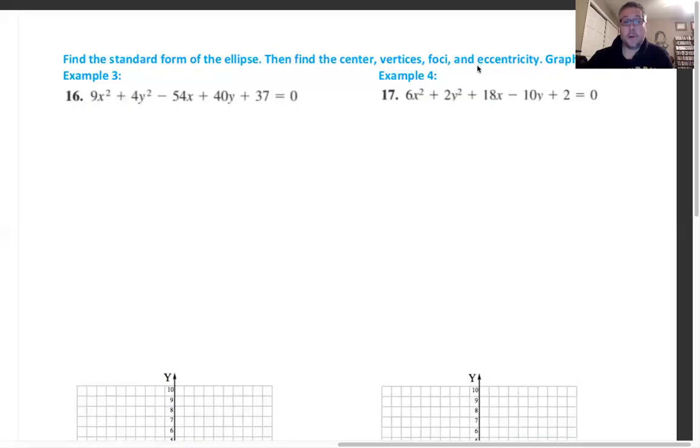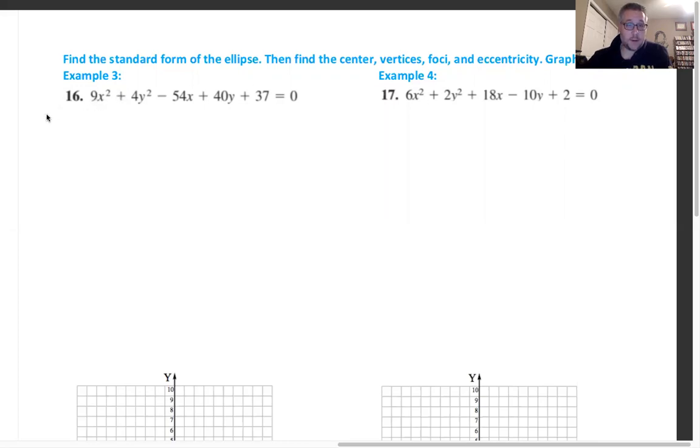In example 3, we're going to look at starting with a general conic form of an ellipse where it's not apparent where the center is, where the a squared is, or where the b squared is. There are no fractions, so it's not clear. So we need to convert this into the standard form of an ellipse so that we can make some sense out of it. To do that, we're going to use an old technique called completing the square that you might remember from Algebra 2.